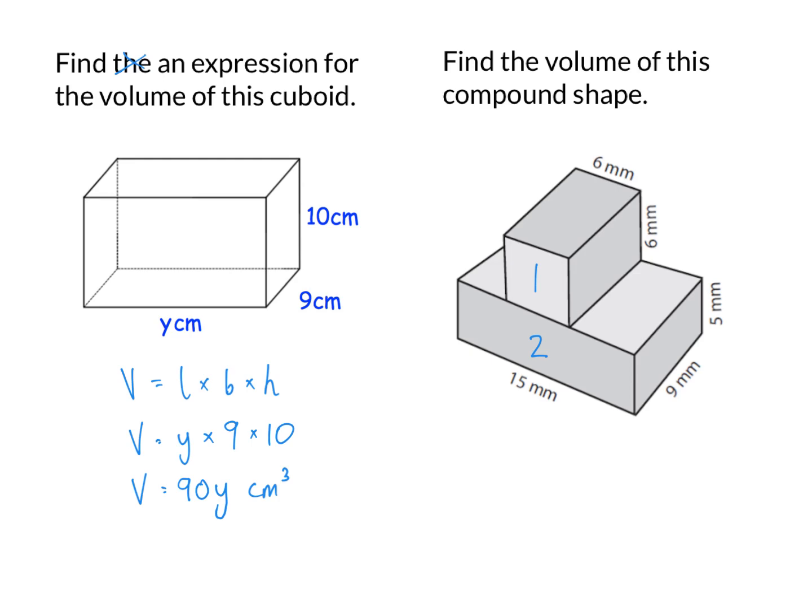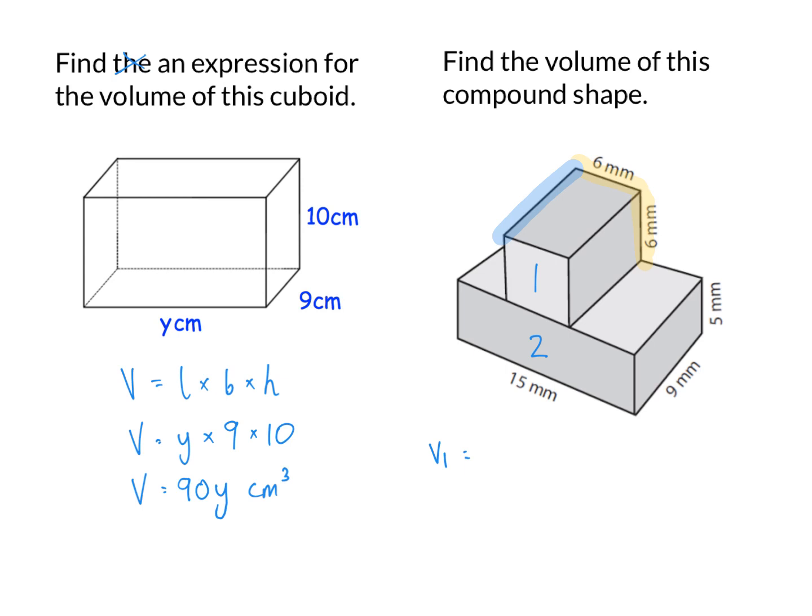But for a compound shape like this, we can do it across 3 lines. Volume 1 is going to be length times breadth times height. Well, we can see how tall it is, we see how wide it is. The problem is, I don't know how broad it is, I don't know that dimension. This is where I need to look carefully.